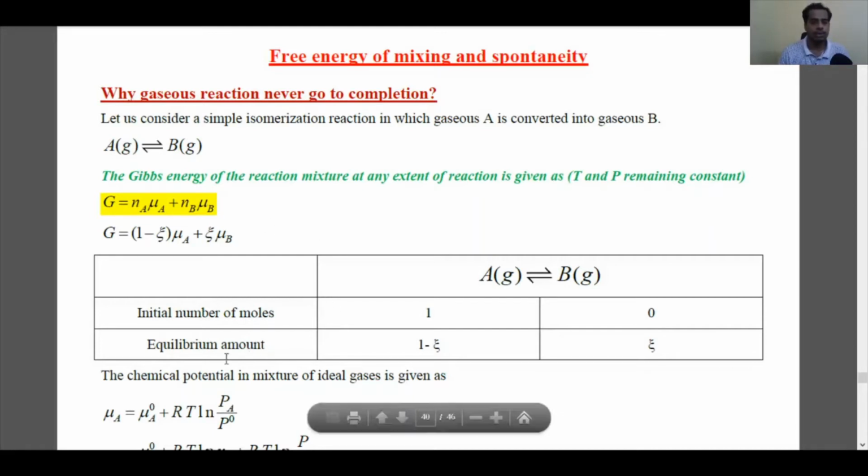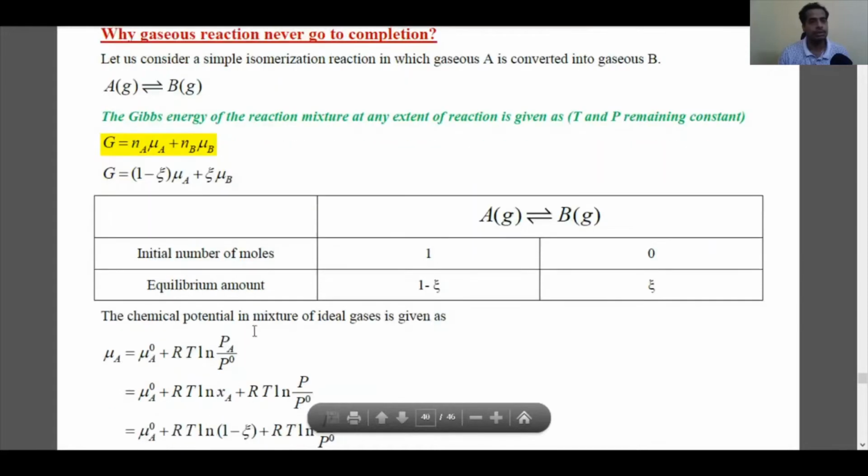So suppose we will study at equilibrium. Suppose the reaction is started with 1 mole of A, the simplest case, 1 mole of A and 0 mole of B. So at equilibrium, let the reactant amount be 1 minus xi and the product amount be xi. Xi is the extent of reaction.